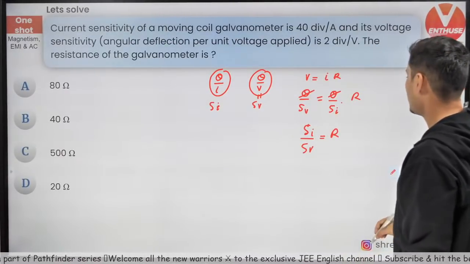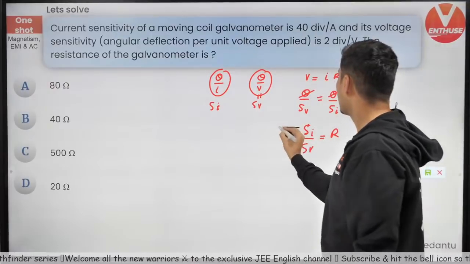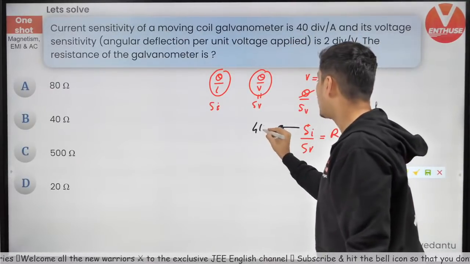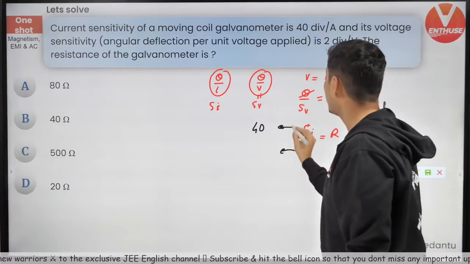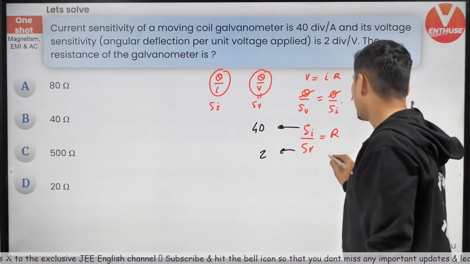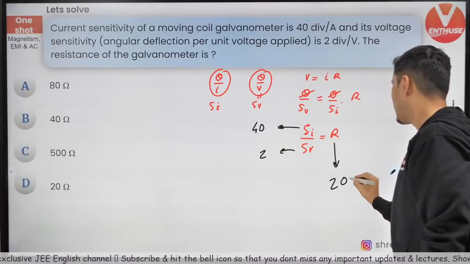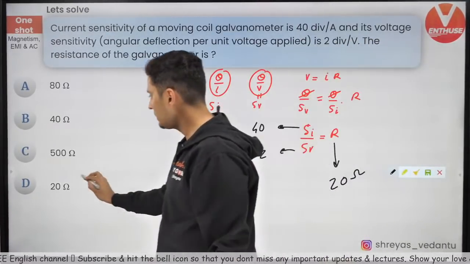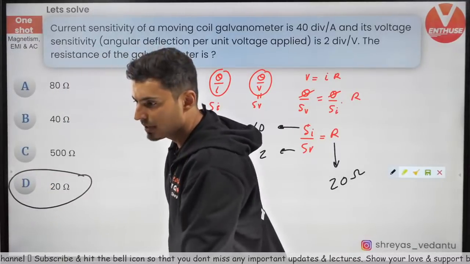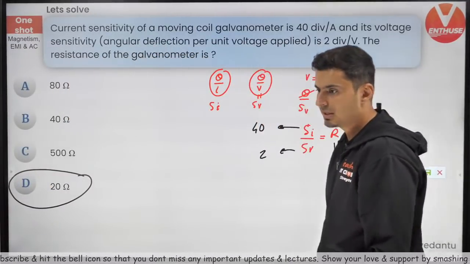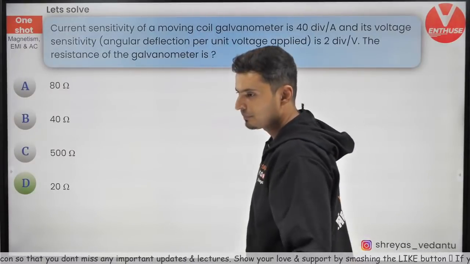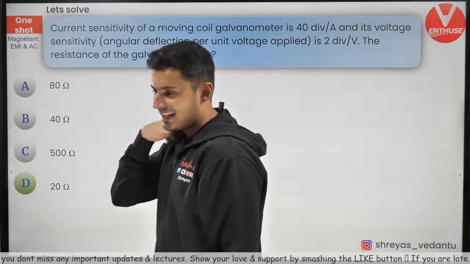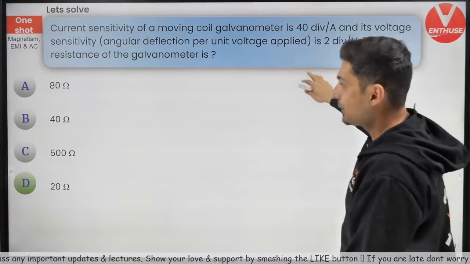So just substitute the values. What is the value of SI? The value of SI is 40 divisions per ampere. Voltage sensitivity is 2. So 40 by 2, that is going to give you 20 ohms. Very good. Looks like many of you got it. 20 ohms. Perfecto. Yeah. Let's move on to the next one. Okay, what's the next one?